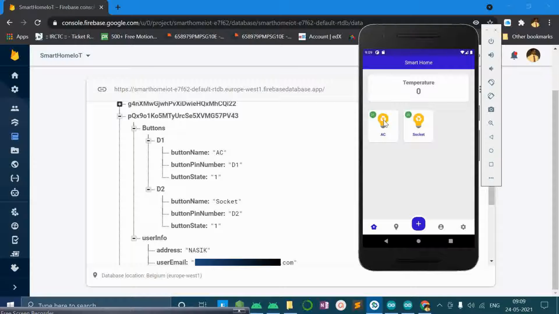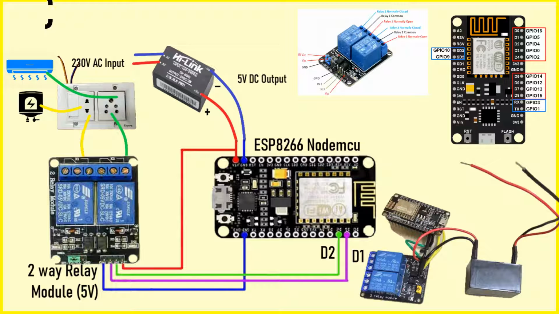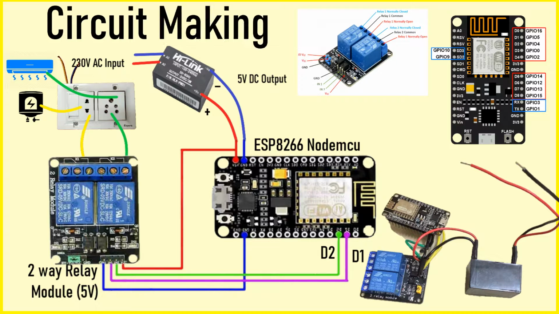Now step 3, the circuit making part. Make your circuit as per the diagram shown here. Connections are straightforward. You can easily make the circuit.